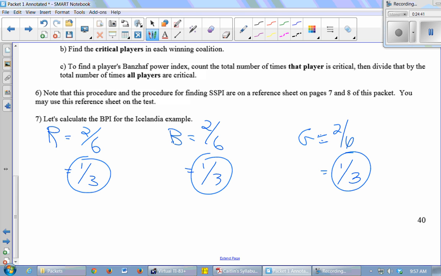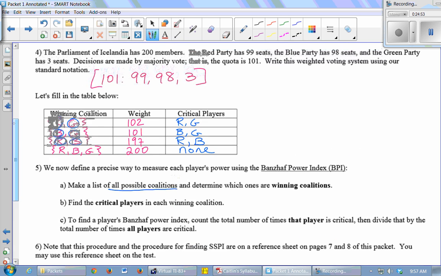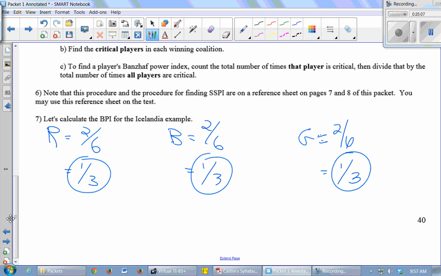Is that surprising to you? They all have equal power? When their vote numbers are 99, 98, and 3, and it turns out they all have equal power. This is why we need a mathematical way of measuring power, because this is misleading. This makes it look like the Green Party has very little power, when in fact they have power equal to the other two parties.